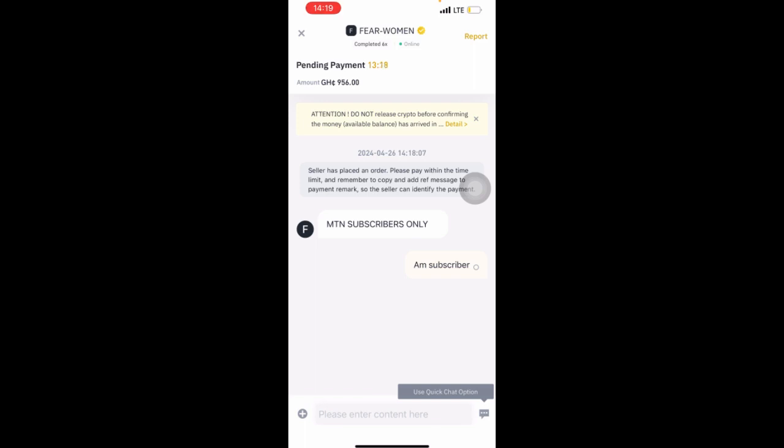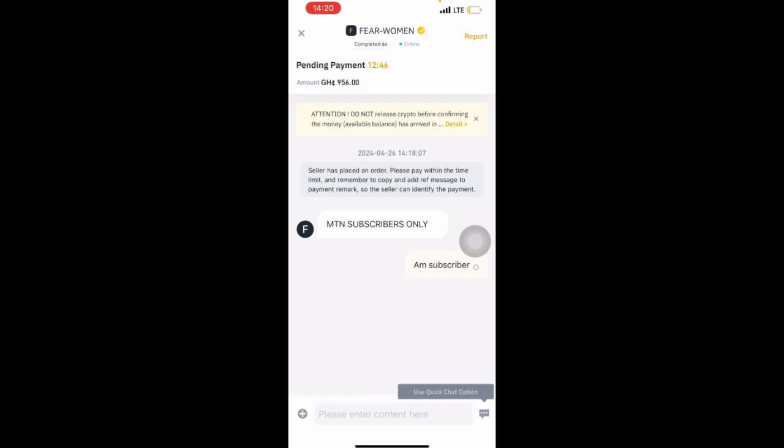So one thing about Binance, you can't initiate another trade unless this time ends. So if the time ends and the person doesn't make the payment, you can't initiate another one unless it ends. If it ends and the person doesn't make the payment, it will cancel and you go to another one to do it. So let's wait for the person to make the payment.